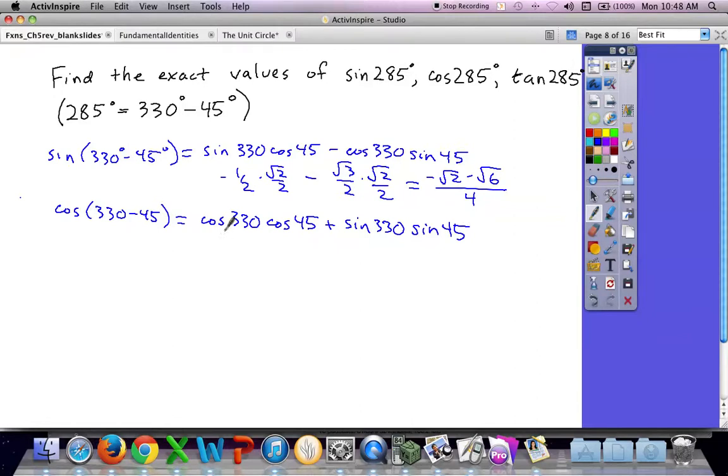The cosine of 330, that was root 3 over 2. The cosine of 45 was root 2 over 2. The sine of 330 is negative 1/2. And the sine of 45 is root 2 over 2. So here we've got our root 3 times root 2 is root 6, minus the square root of 2, divided by 4.